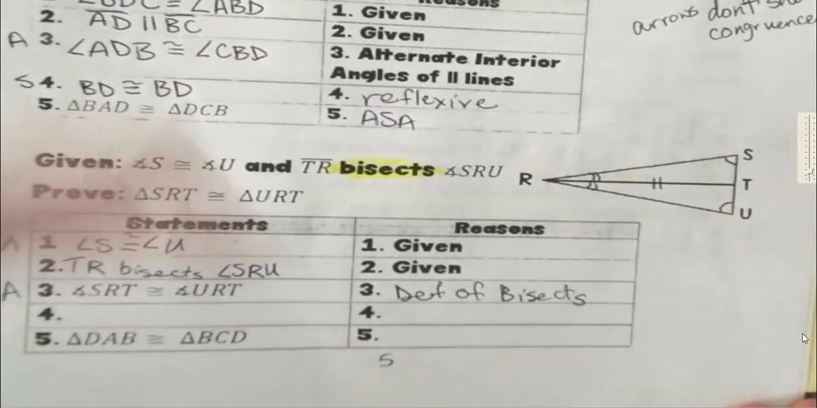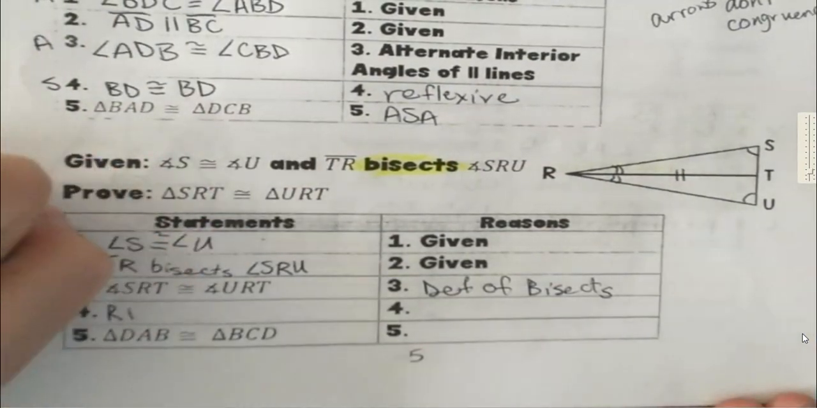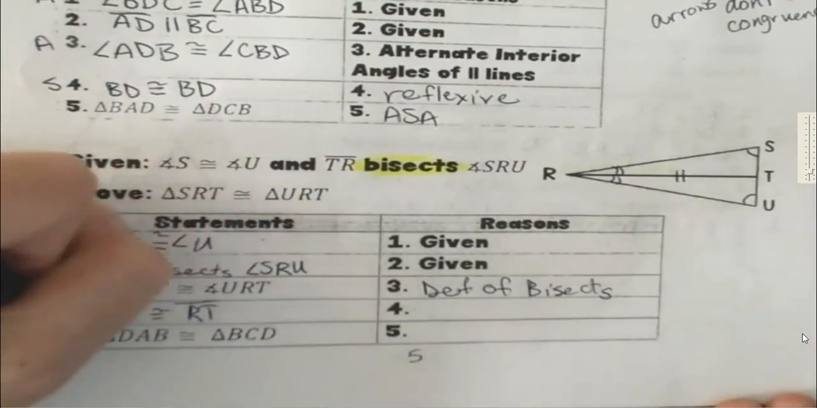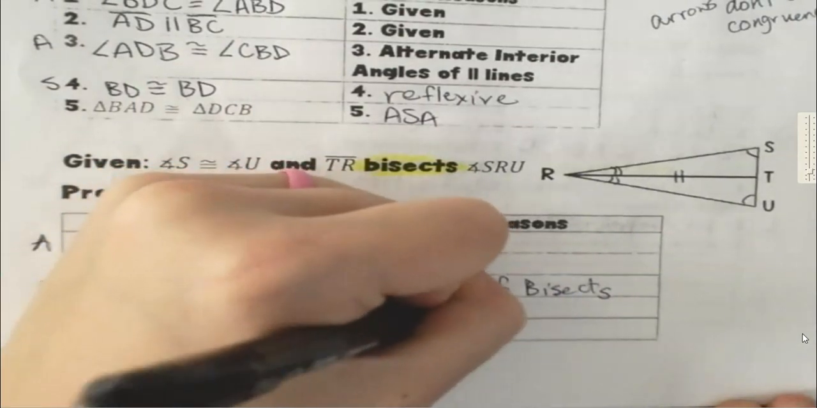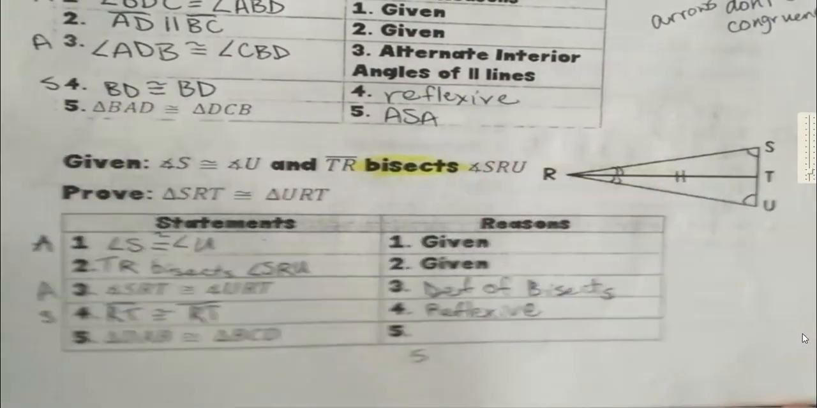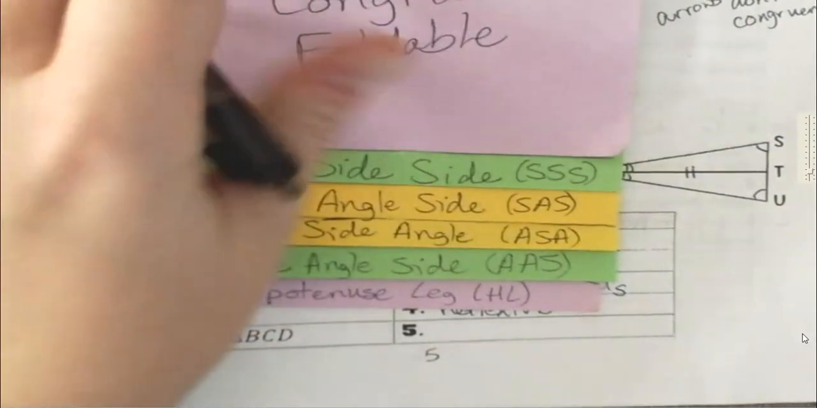And then our third one is you've got another shared side. This continues to happen, either vertical angle or shared side. It's going to happen in a lot of proofs, but RT is congruent to RT, and that's the reflexive property. And then you honestly have two choices here. You've got two angles and one side. So if we look at our foldable, two angles, one side, all right? It's either going to be angle, side, angle, or angle, angle, side.